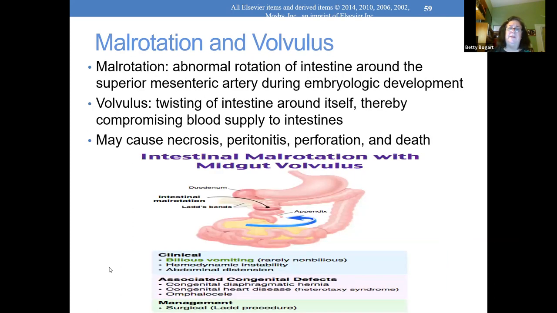Malrotation and volvulus have to do with things twisting around the intestines during embryonic development, or it could have twisted, like I've seen them in a knot before. You will see signs and symptoms like appendicitis, but it's not the right lower quadrant. Usually it's the left upper quadrant where I've seen them. Again, if we don't catch it, it's going to perforate the bowel. And again, peritonitis, same treatment as appendicitis.